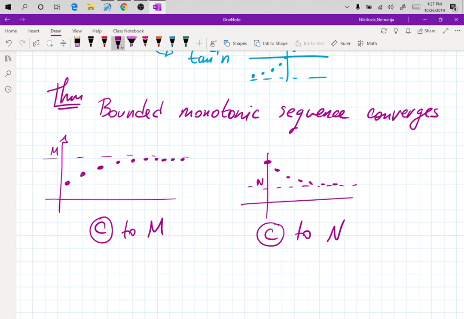Unbounded sequences diverge. That means shoots to infinity. There's no bound. There's nothing to prevent it from shooting to infinity.